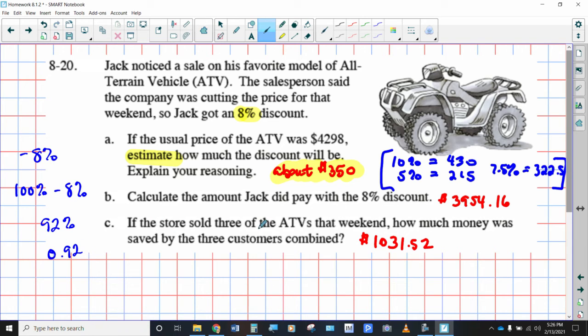So if the store sold 3 ATVs that weekend, how much money was saved by the 3 customers? Okay, well, we go back to the amount of the savings, triple it, and it ends up being this number right there.